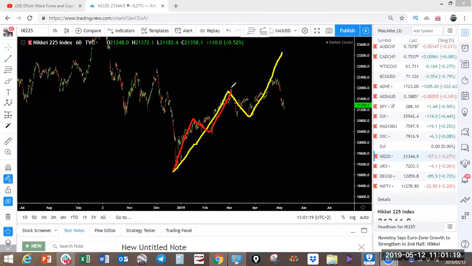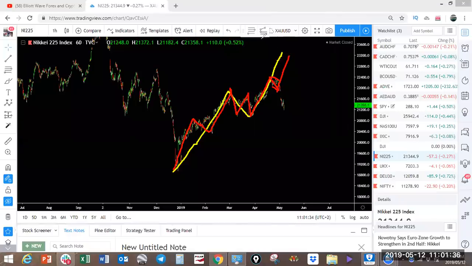We had 1, 2, 3 pullback, 1, 2, 3. I expected that this was the first part, like this one here, and this was going to make this move here. This is the pullback that I expected. I expected that we're going to get one more up. It did not play out like that. That means that forecast did not play out.